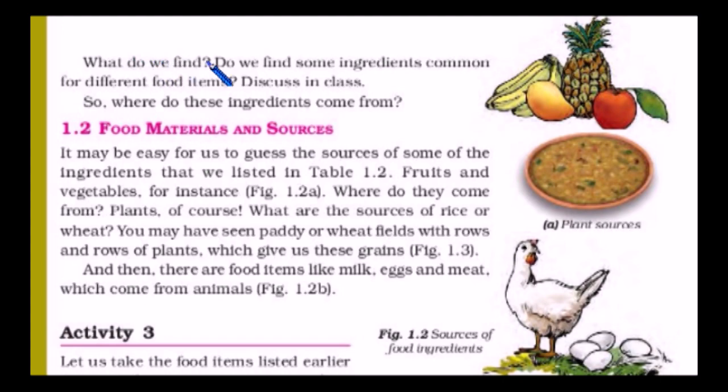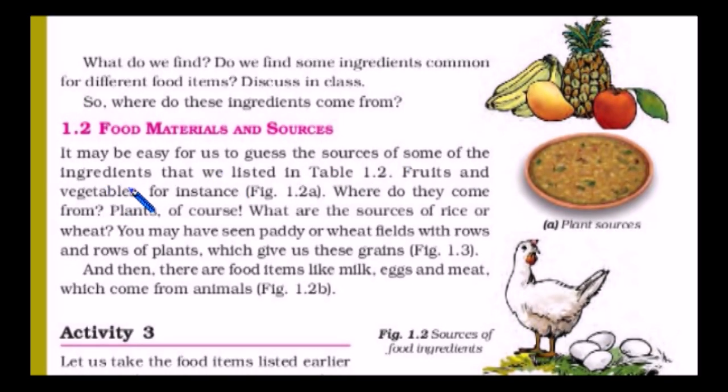What do we find? Do we find some ingredients common for different food items discussed in the class? So where do these ingredients come from? 1.2. Food materials and sources. It may be easy for us to guess the source of some of the food ingredients that we listed in Table 1.2.